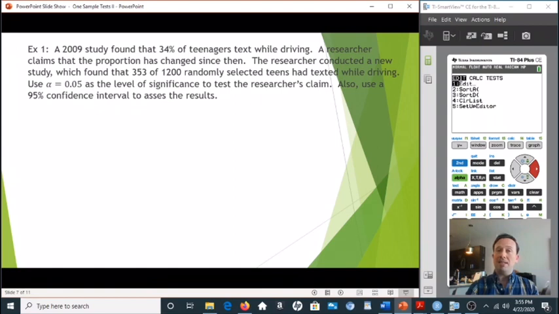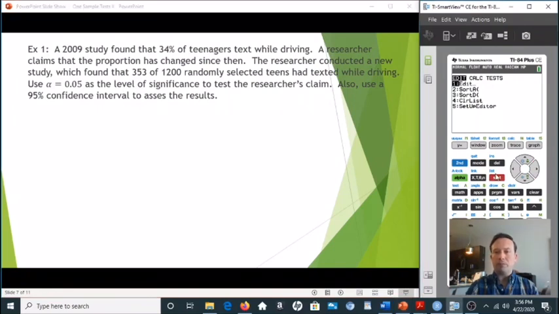All right, so now here we are at example 1. So in example 1, we're going to be using proportion test to run our hypothesis test here. So I'm going to read through it. A 2009 study found that 34% of teenagers text while driving. Shame, shame, shame. A researcher claims that the proportion has changed since then. The researcher conducted a new study which found that 353 of 1,200 randomly selected teens had texted while driving. Use alpha equals 0.05 as the level of significance to test the researcher's claim, and also use a 95% confidence interval to assess the results.